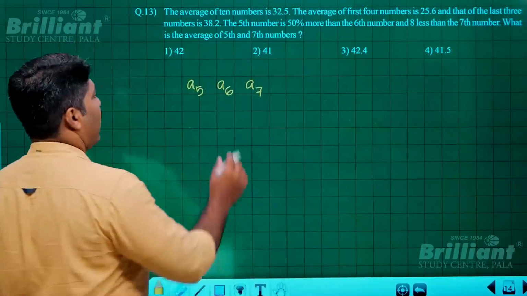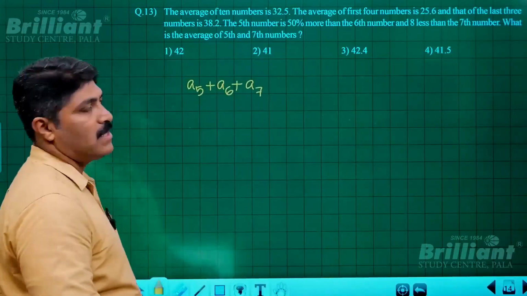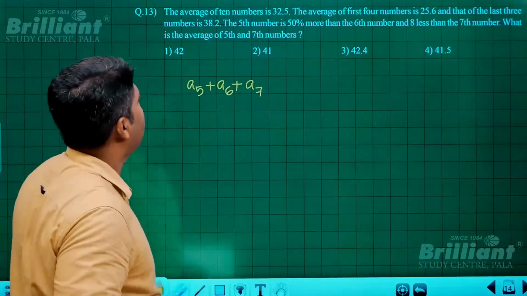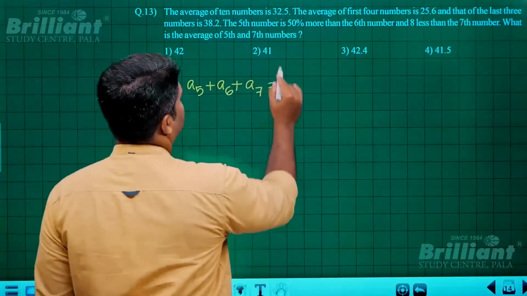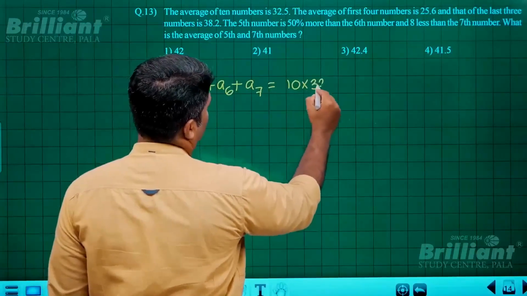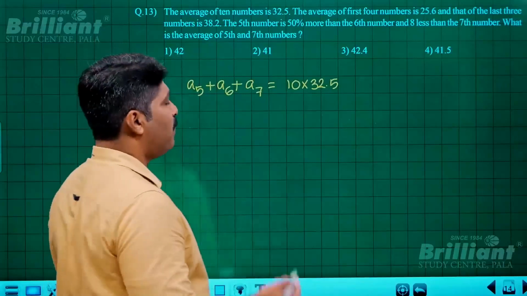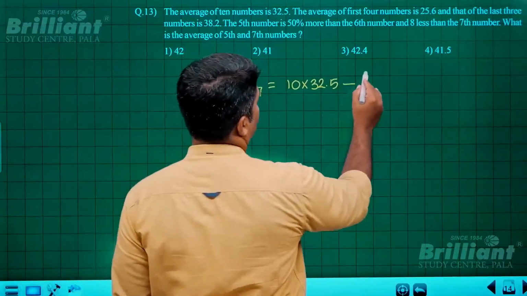So first of all, we have to find out what is the sum of these 3 values. What is the sum of these 3 values? Here, the average of 10 numbers is 32.5. Therefore, the sum of all those 10 numbers is 10 into 32.5. From there, we have to subtract.